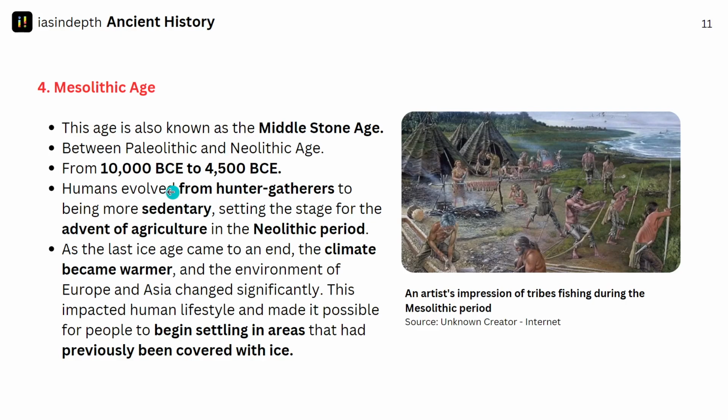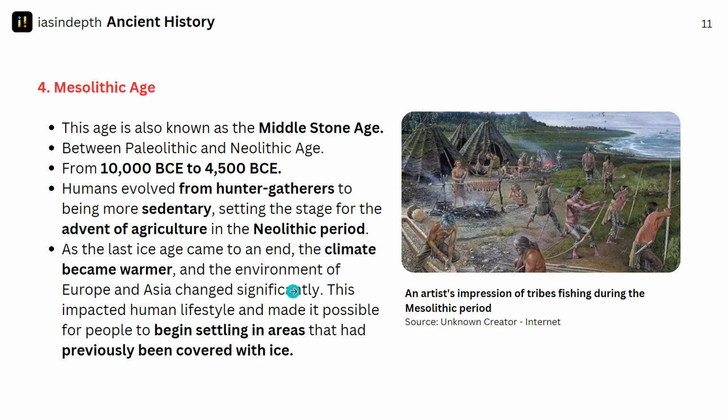And the important changes during the Mesolithic age: humans evolved from hunter gatherers. They were hunter gatherers during the Paleolithic age. Their main occupation or activity was hunting and gathering. They became more sedentary, from nomadic groups. They started to settle down in some places and they started to do agriculture. So you can say that this set the stage for the advent of agriculture in the next age, that is the Neolithic age.